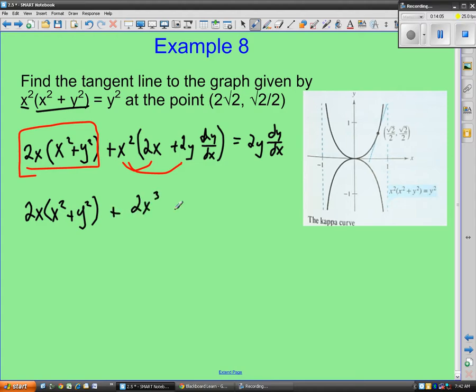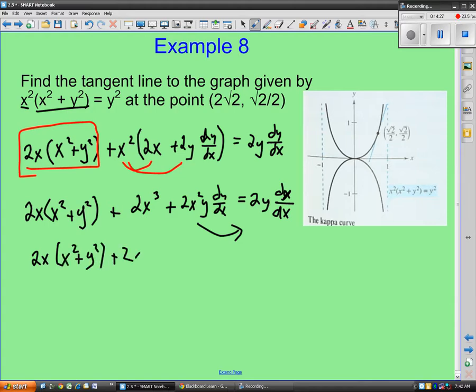And you may see why I'm doing this is so that I can get my dy/dx's kind of together. And so I'm actually going to subtract this one across the equal sign, just a little less work for me. So 2x times x squared plus y squared plus 2x cubed will equal 2y dy/dx minus 2x squared y dy/dx. So now I've got my dy/dx's together on the same side.